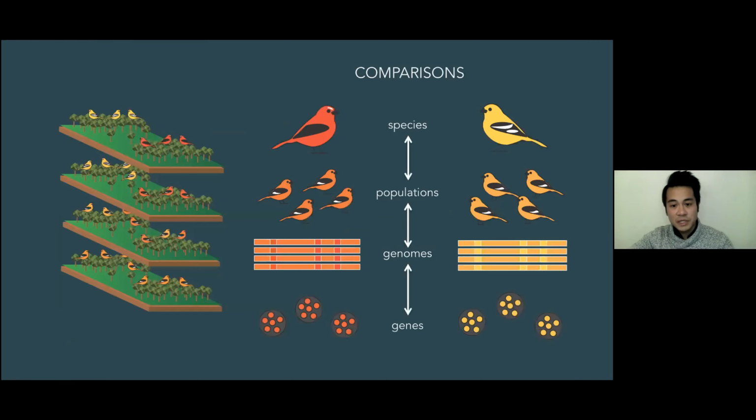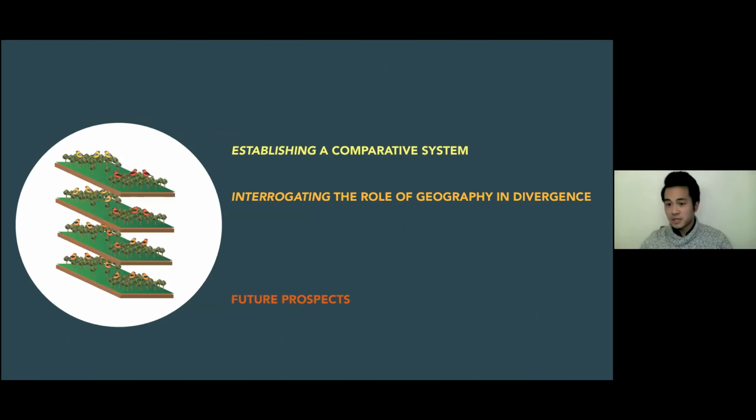And so what we're really getting at when we're asking these questions is starting to go from genes to genomes to populations to species, trying to understand all of these different dynamics and how they relate to the speciation process. So before I get started.